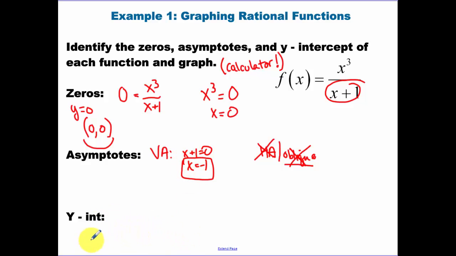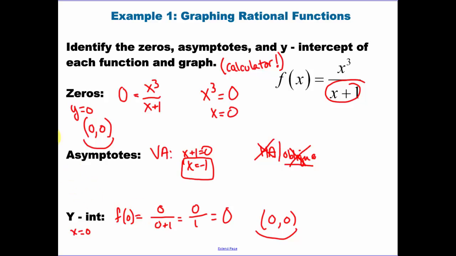Y-intercept. Remember, that's when x equals 0. So I'm finding f of 0 when x equals 0. I have 0 over 0 plus 1, 0 over 1, that's 0. Keep in mind, we found the origin. The origin is when you have an x-intercept and y-intercept. So our y-intercept is also 0, 0. So now to graph that guy.